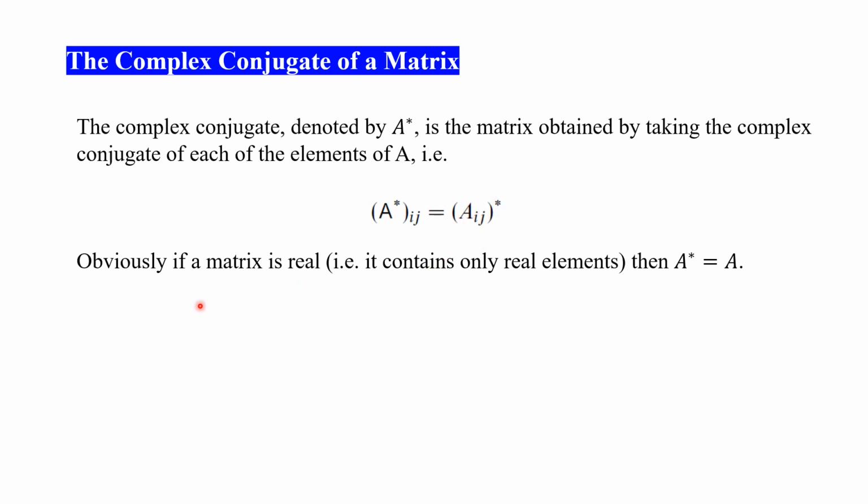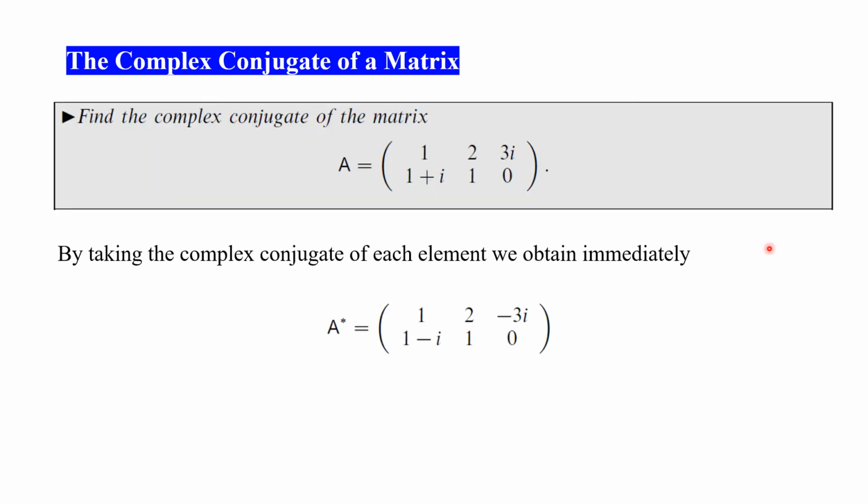And obviously, if a matrix is real, it contains only real elements, then your A star is just equal to your A. So nothing happens if you have a real matrix. For example, find the complex conjugate of this matrix. Again, what we do is get the complex conjugate of each of the elements. So this is a 2 by 3 matrix, so you have 2 rows and 3 columns. You have elements 1, 2, 3i, 1 plus i, 1 and 0.